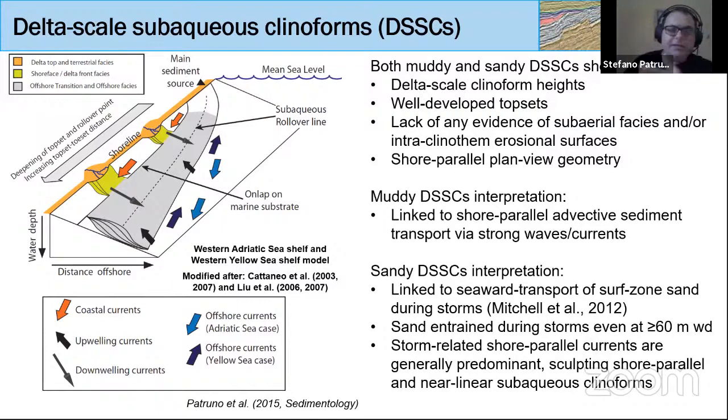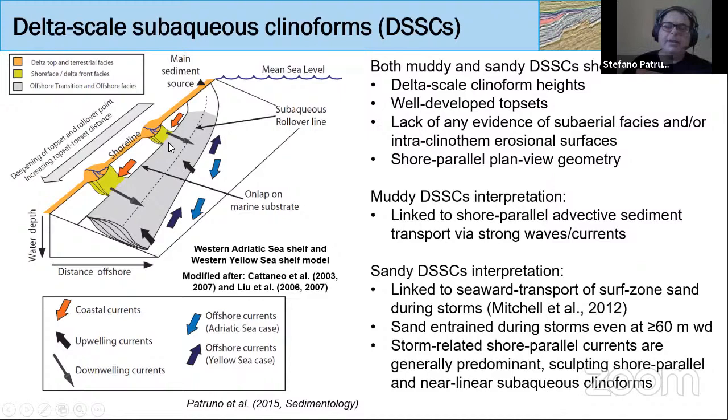which can be visible in maps and can be visible with a lot of different proxies. Of course, there can be some intermediate sediment input point, minor sediment input points, for sure, looking at the Adriatic. There are all the small Apenninic rivers in Italy, little things that are contributing some additional sediment, but a lot of the sediment comes from the major river over here. This is the interpretation. This is the situation for muddy delta scale clinoform interpretation, linked to shore parallel advective sediment transport via strong waves or current away from the main sediment input point.